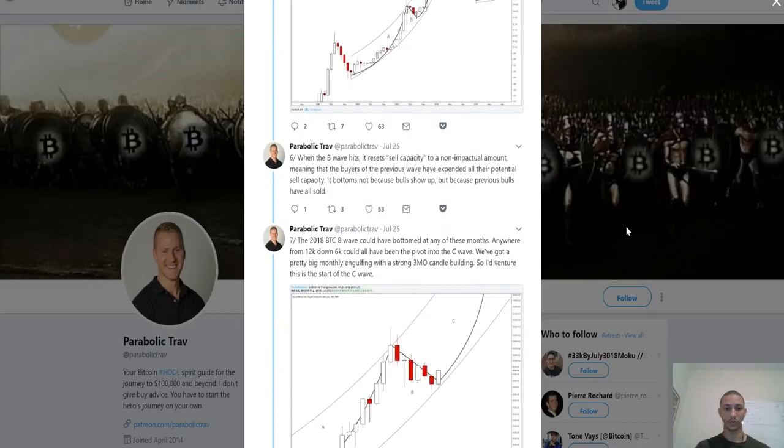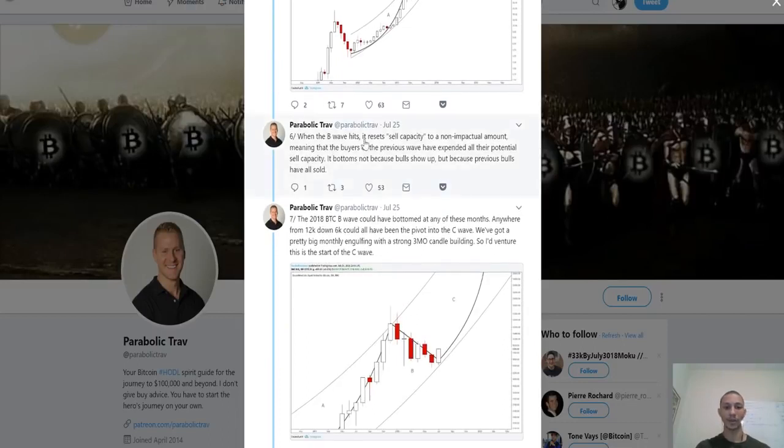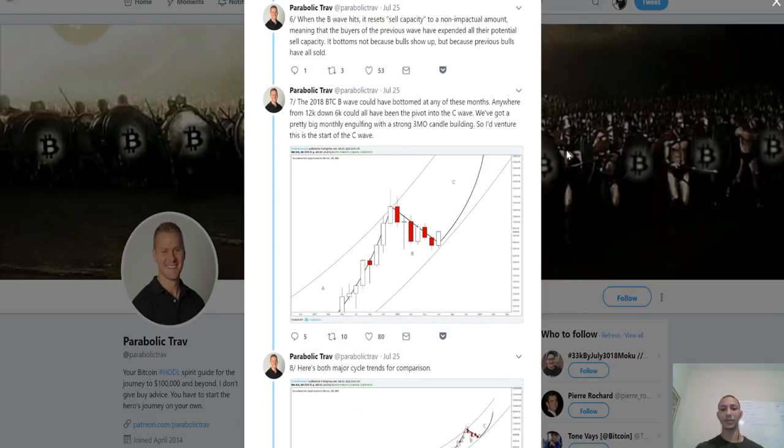So next up, when the B wave hits, it resets the sell capacity to a non-impactful amount, meaning that the buyers of the previous wave have expended all of their potential sell capacity. It bottoms not because bulls show up, but because previous bulls have all sold. And I've mentioned this previously on the channel, talking about when the bottom is in. I think I've had it as an offhand comment, but ultimately what it comes down to is the bottom's in when everyone that is willing to sell Bitcoin has sold Bitcoin. That's when the true bottom is in.